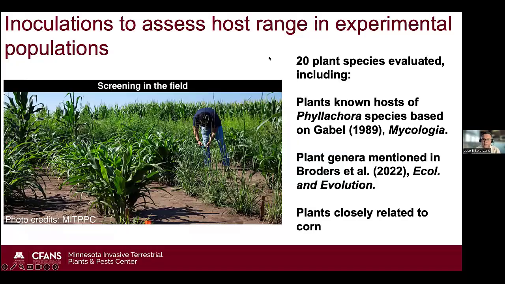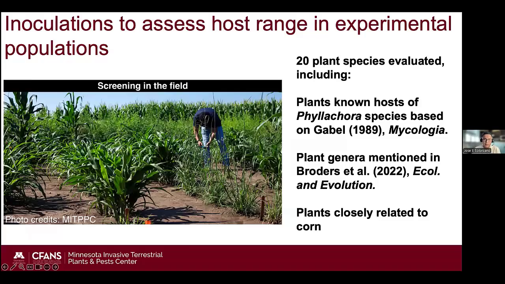So the 20 plant species that we selected were based on the plants that are known hosts of different Phyllachora species, based on the work conducted by Gavel in 1989. And also some of the plants come from the genera mentioned in Brothers et al. 2022, the recent study. And the rest of the plants are corn relatives. So this is me. Here's a picture of me conducting sampling in the field last year to assess the host range of the corn pathogen.